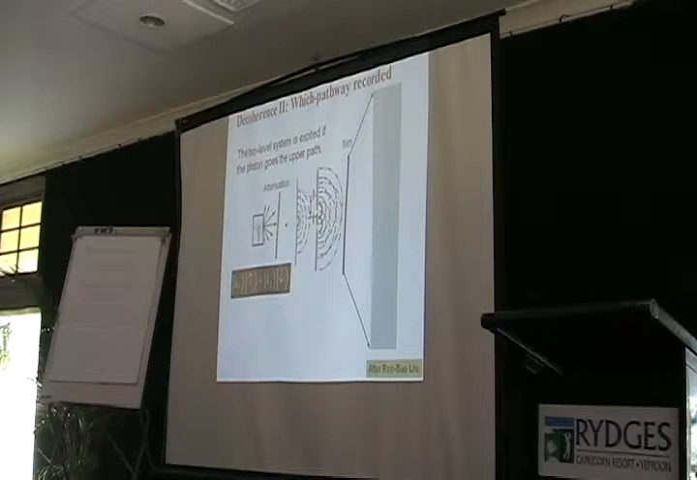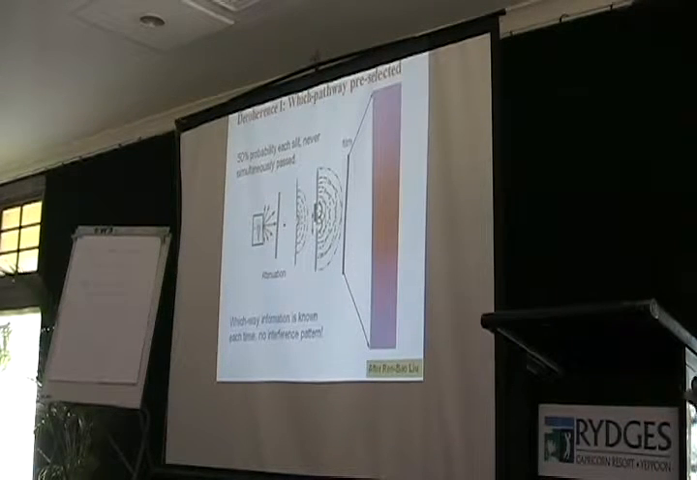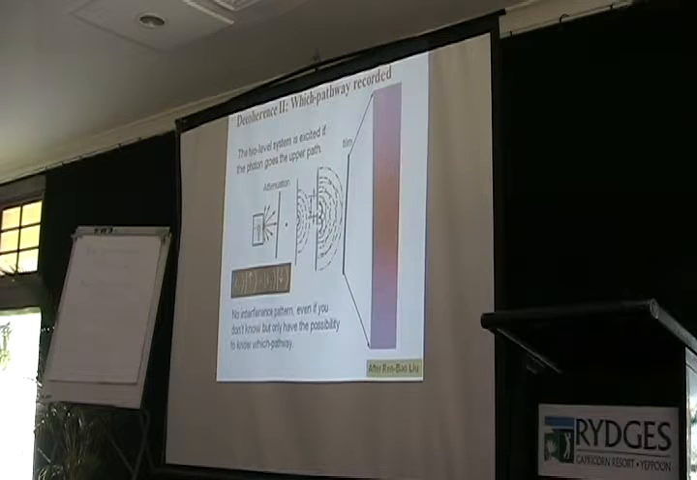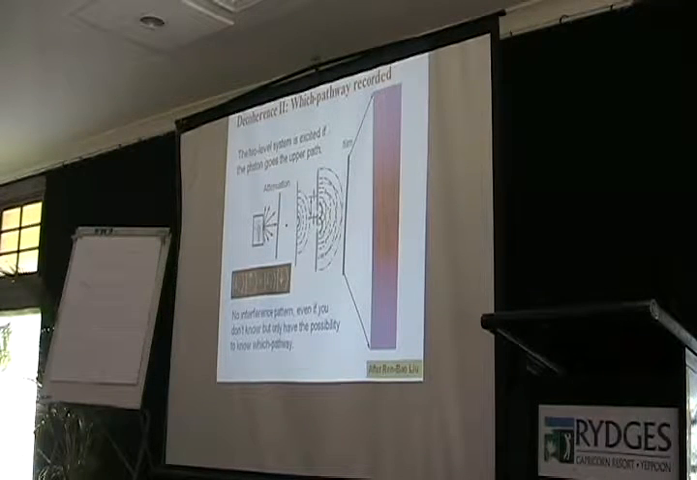What happens if I don't block? This is the which-way pre-selected, and this is the which-way recorded only. The electron still passes through, but again, you will see no interference pattern if you know the which-way information.